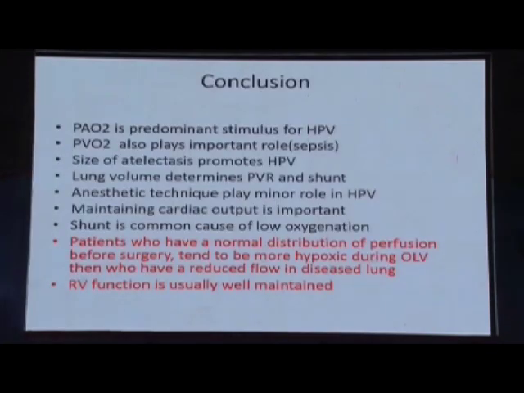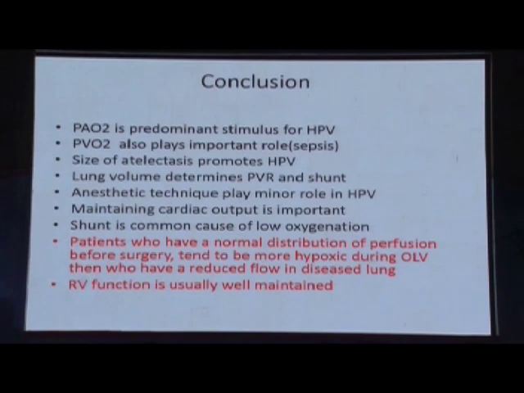So in conclusion, what I would like to say is that alveolar partial pressure is the predominant stimulus to the hypoxic pulmonary vasoconstriction. Partial pressure of oxygen in the mixed venous blood also plays a very important role. Think about sepsis. Size of atelectasis is very important. Lung volume determines the PVR. If you have a higher volume on the ventilation, it will increase the PVR and increase the shunt.